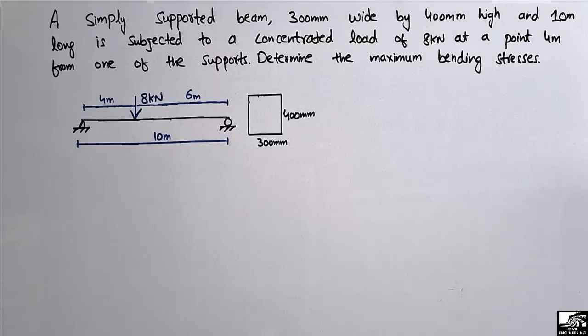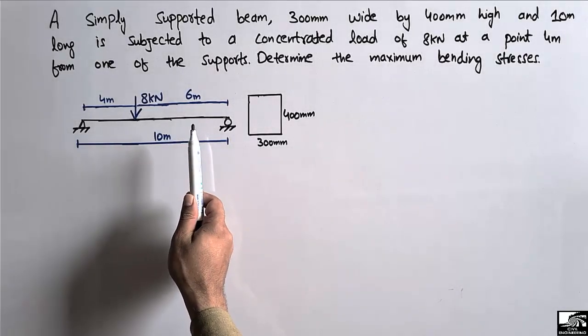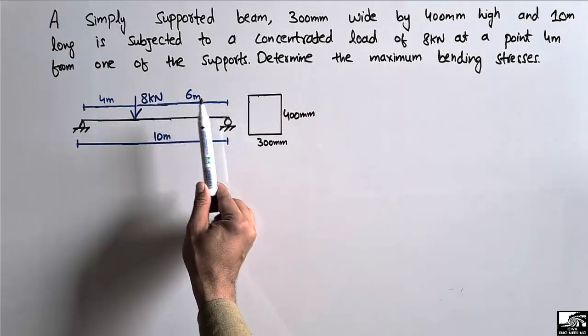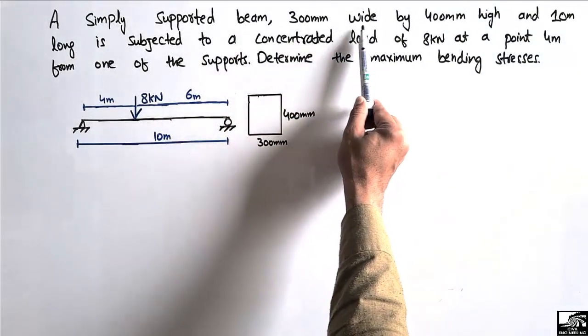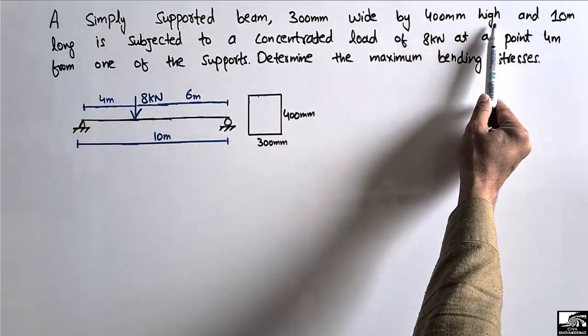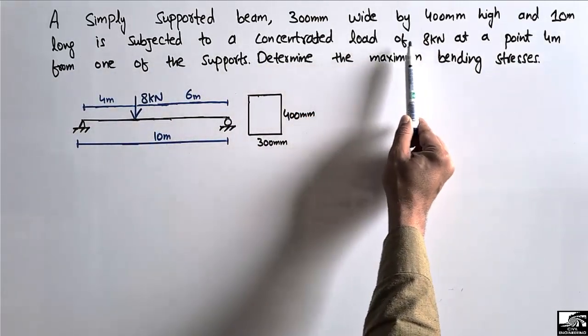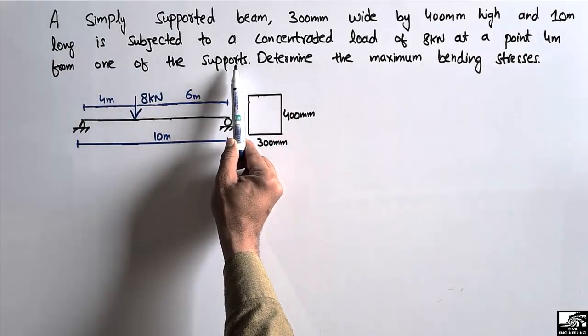In today's lecture, we are going to find out the bending stresses. So there is one numerical problem in which we have to find out the maximum bending stresses for a beam. The problem states that a simply supported beam 300 mm wide by 400 mm high and 10 meter long is subjected to a concentrated load of 8 kN at 4 meter from one of the supports.